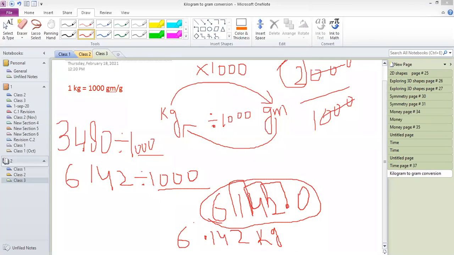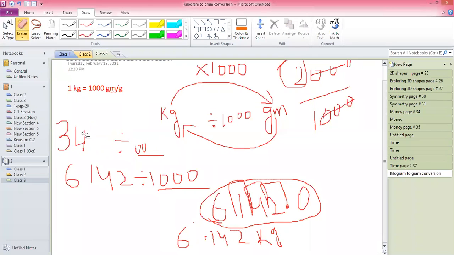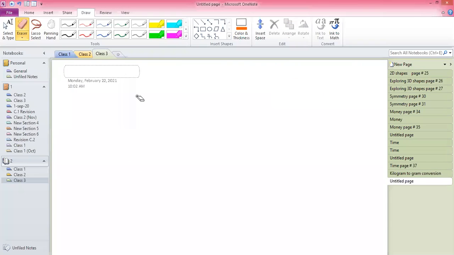You are on the new screen because I have to give the concept of conversion from meter to centimeter. Okay, and I can take a new page here. The conversion will be from meter to centimeter and millimeter.